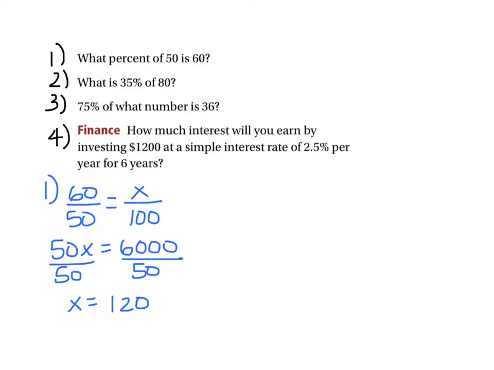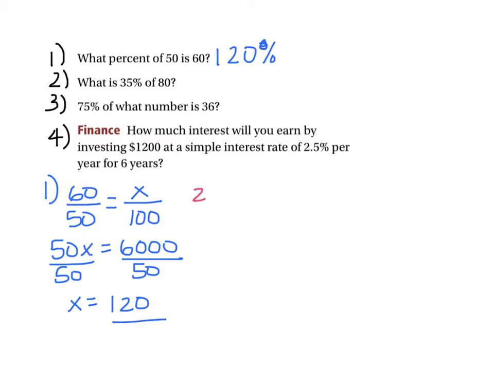The answer is 120%. You can use percents bigger than 100 for all kinds of things. We tend to talk about the stock market in terms of that stock had over 120% increase. That means it more than doubled. 100% increase would be doubling. So 120% increase would be more than doubling. So that's something to be thinking about.